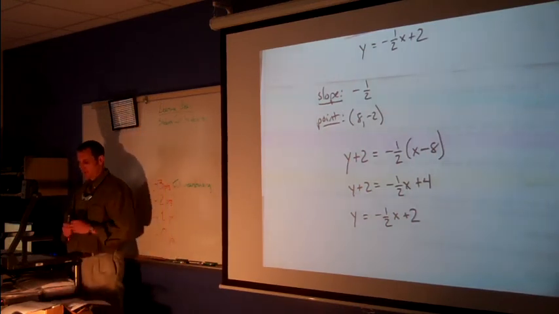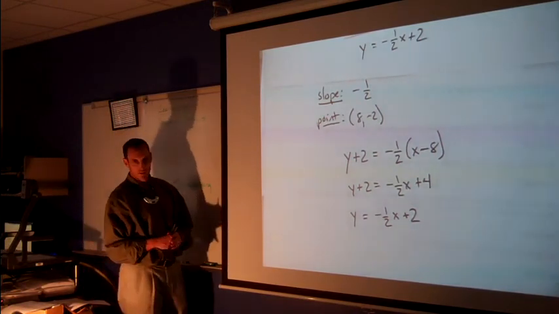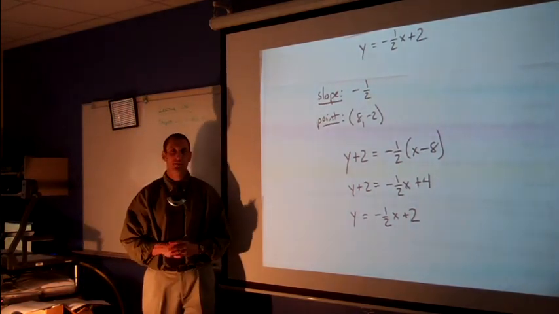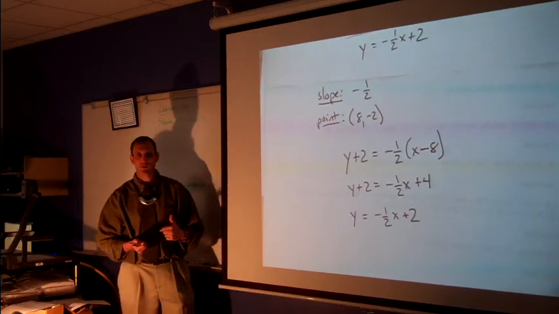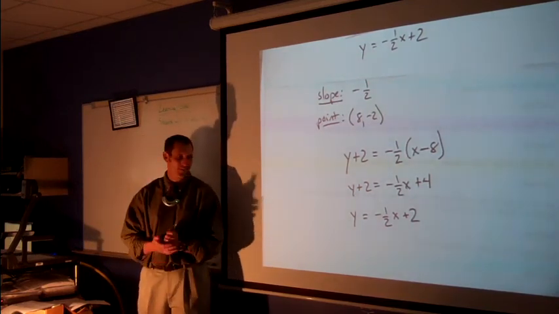That is it for this lesson on writing equations given a point and a slope, or given two ordered pairs. Next time we'll cover what we do with parallel lines, perpendicular lines, vertical lines, and horizontal lines. Good luck.